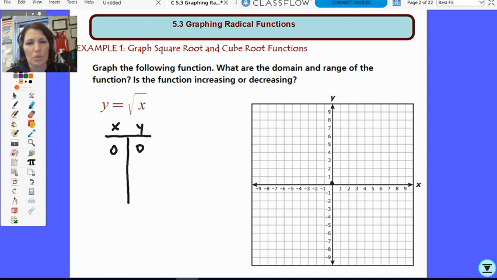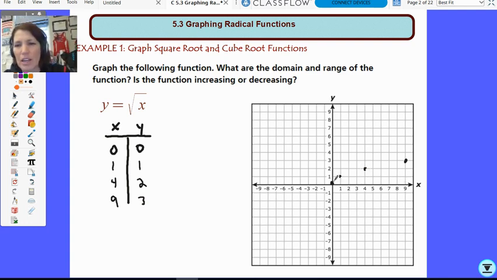So we're going to move over to the square root of 1, which is 1. And then the next square root we can take is 4. So the square root of 4 is 2. So go over here to 4, 2. And the next one is 9, and the square root of 9 is 3. So it's good to pick values you can take the perfect square root of. It's nice. So we end up with this sort of a half parabola.